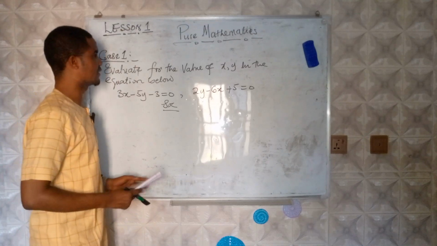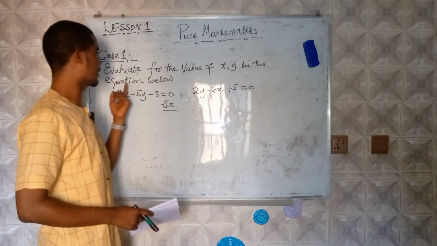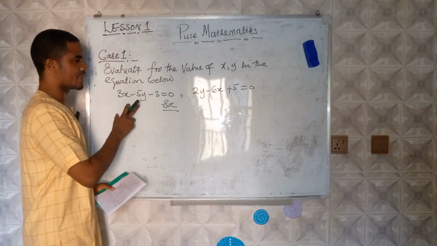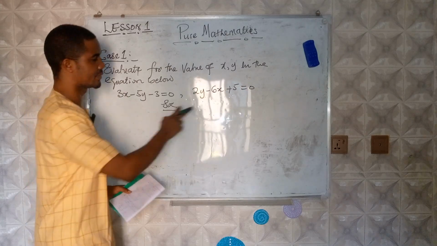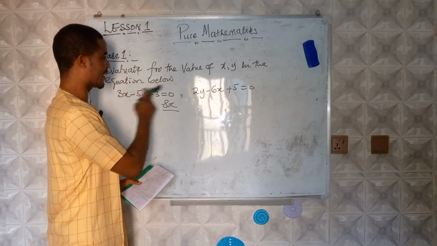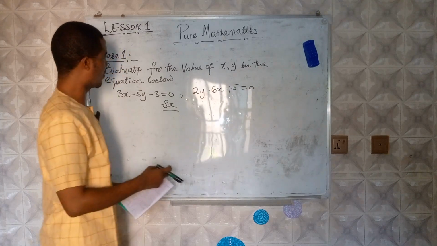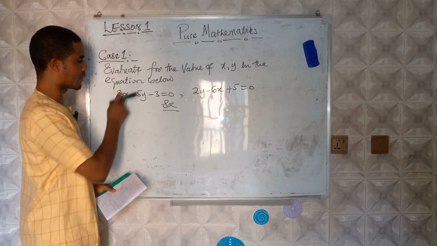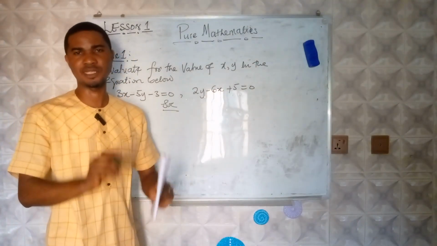If we observe what we have on the board, they say we should evaluate the value of x and y in the equations below. We have this and we have this. If you observe, the unknowns are x and y, and the highest power they are carrying is what? 1. That means this is x raised to power 1, this is y raised to power 1, this is y raised to power 1, this is x raised to power 1. It makes them linear when the highest power of the unknown is 1.